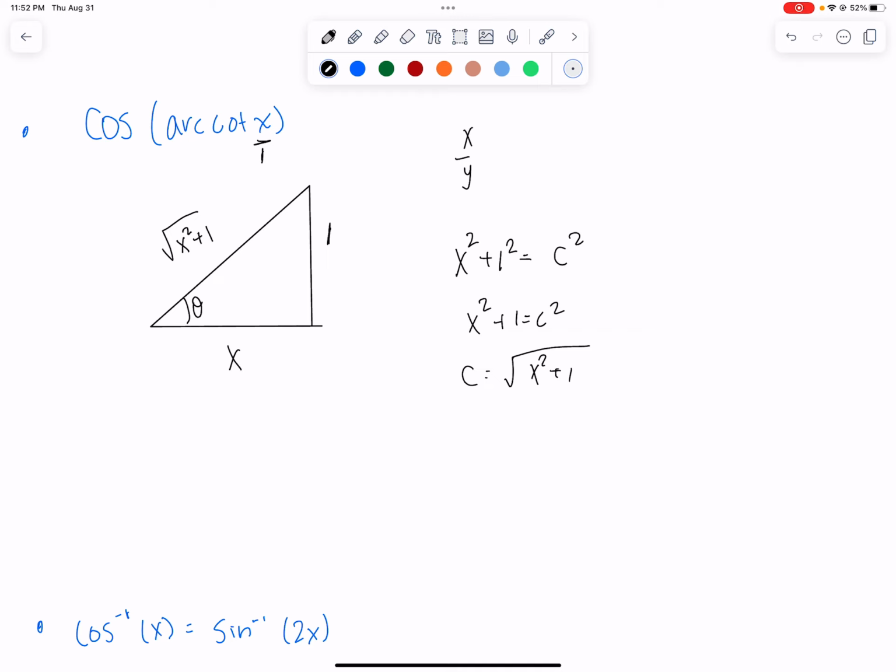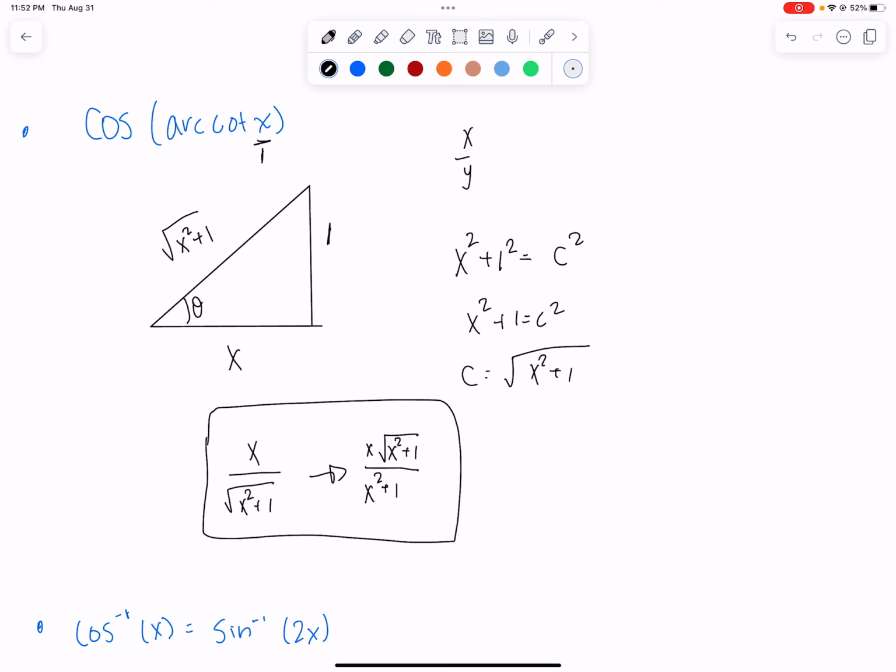And I know that cosine is adjacent over hypotenuse, so my answer is adjacent, which is my x, and then my hypotenuse being the square root of x squared plus 1. You could also rationalize this, which some of you guys did, and that's okay. And you get that right there.